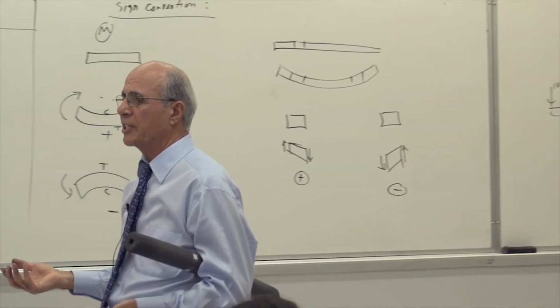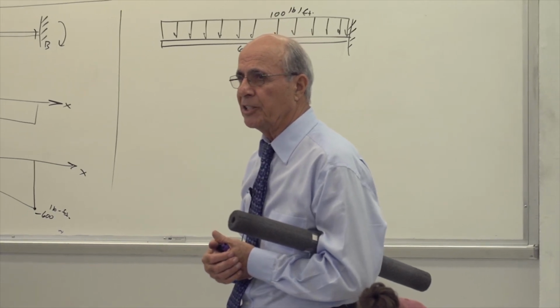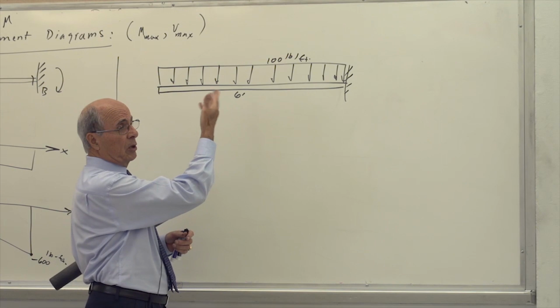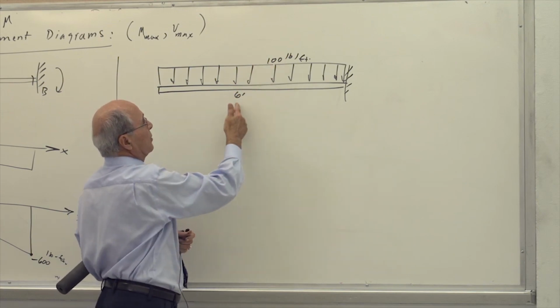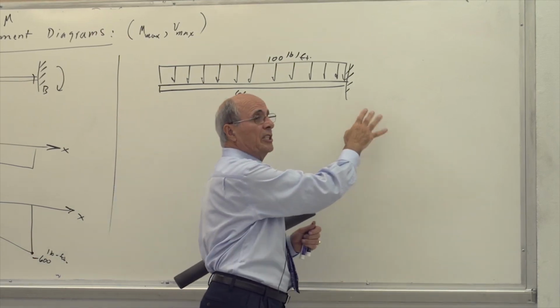But we don't want the reaction. We want to draw the shear and moment diagram. Everybody getting the idea here? Everybody knows that, or should know that, this was lecture 1, homework number 1. 100 times 6 is 600. You put it at the centroid of that to find the reaction here and there.